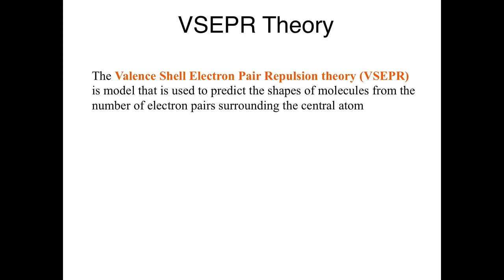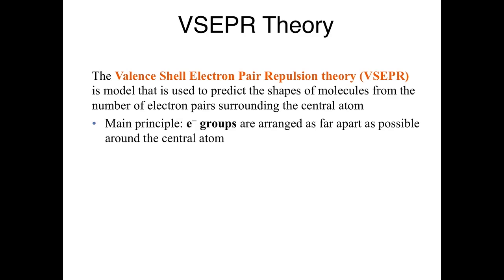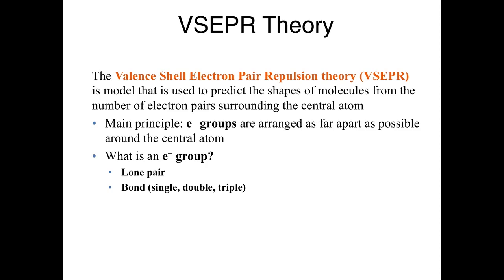And the basic principle of this idea is that electron groups like to be as farthest away from each other as possible. Remember that electrons are negatively charged. They are similarly charged to each other, so they want to be as far away from each other as possible. Another key component to understanding this idea is knowing what an electron group is. So what is considered an electron group? A lone pair is considered an electron group, and any bond is considered an electron group. Whether that bond is a single bond, a double bond, or a triple bond, that is one electron group.